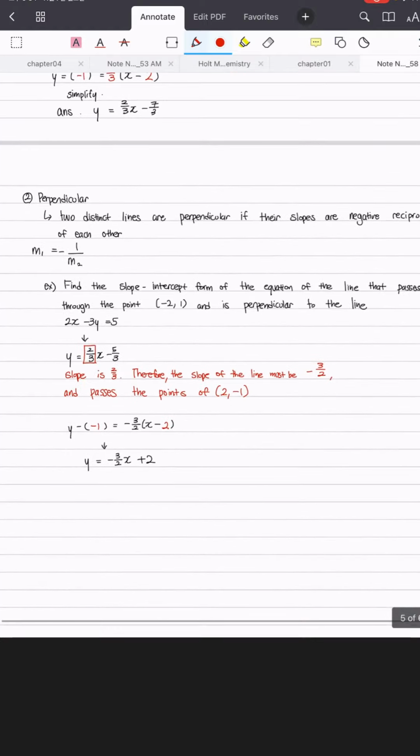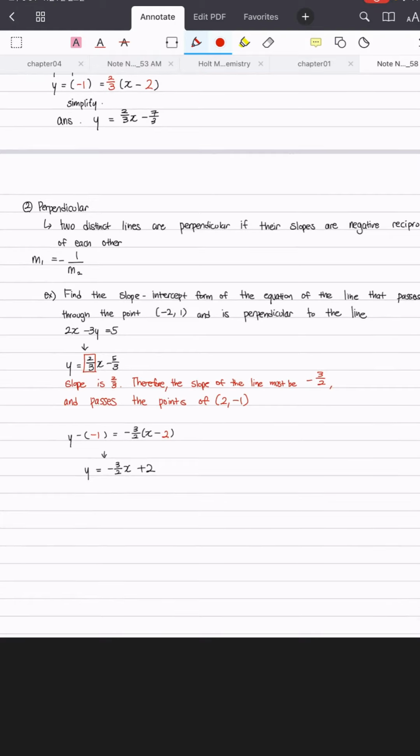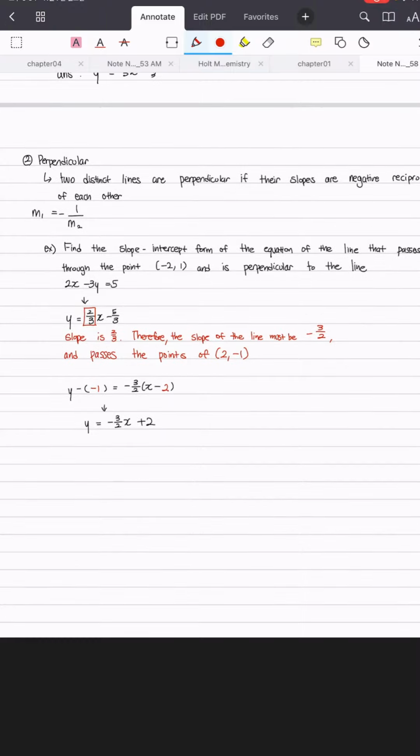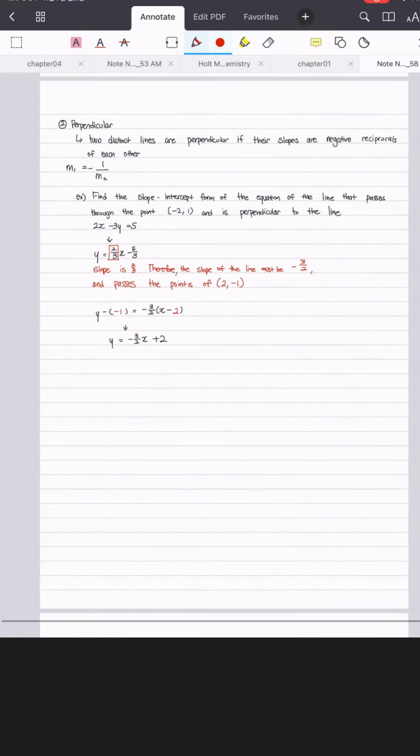Now let's look at perpendicular. When 2 lines are perpendicular, they have slopes of negative reciprocals. So basically, m1 equals negative 1 over m2. Let's look at one example question.